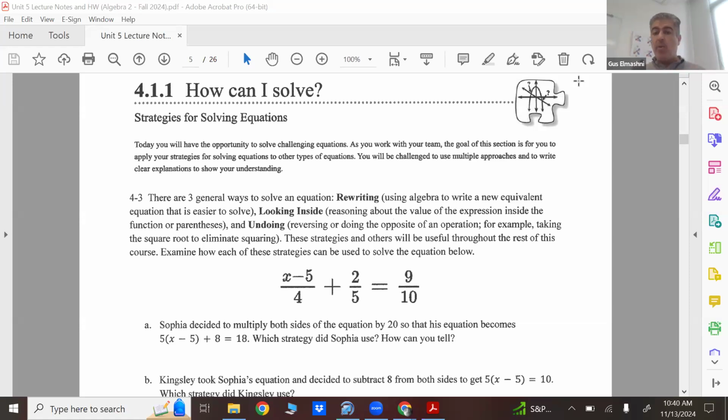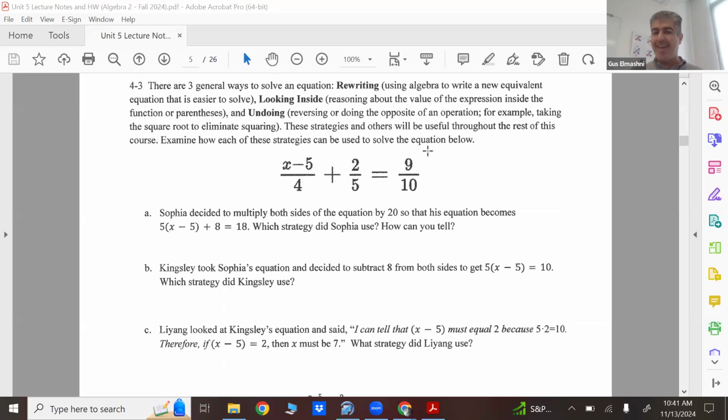But rewriting, simplifying equations, we did that on the last test, right? Or looking inside, like if you have parentheses or absolute value, trying to understand what's happening. And also undoing, which means trying to get x by itself, trying to alleviate whatever's next to x, move it to the other side to get x by itself. So those are usually the strategies we use. So let's look at this problem here. We had something like this on the last test.